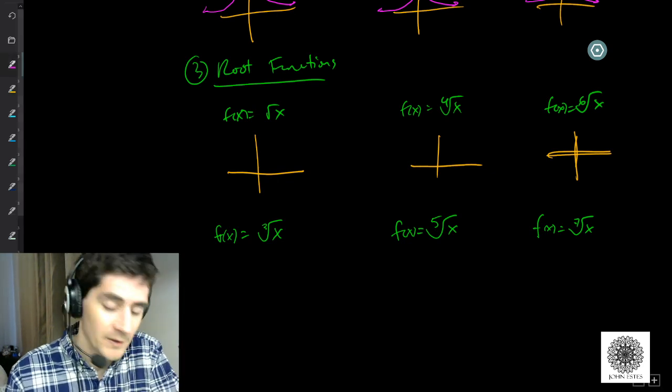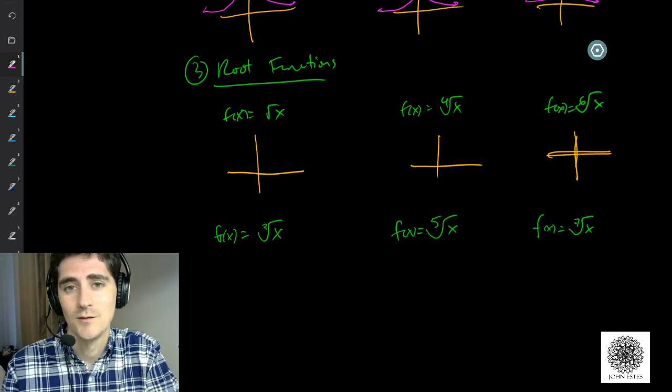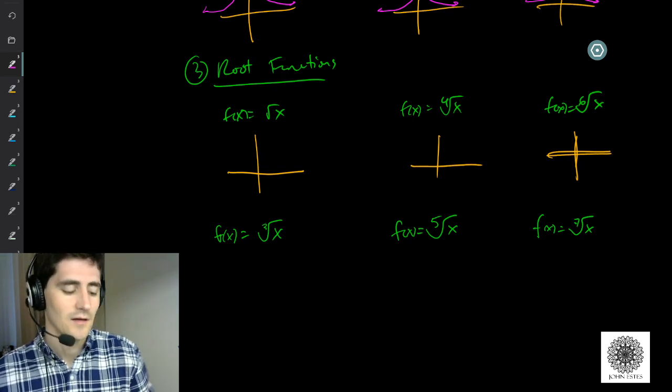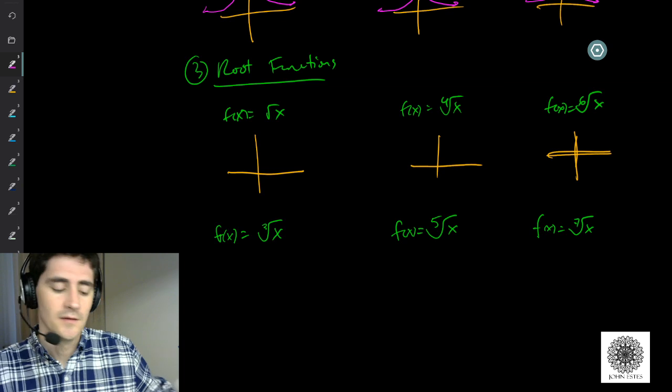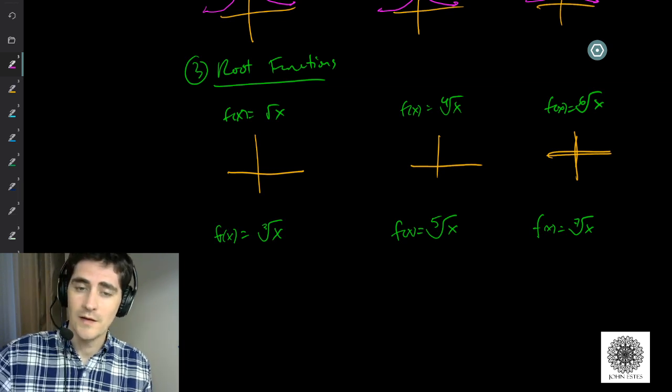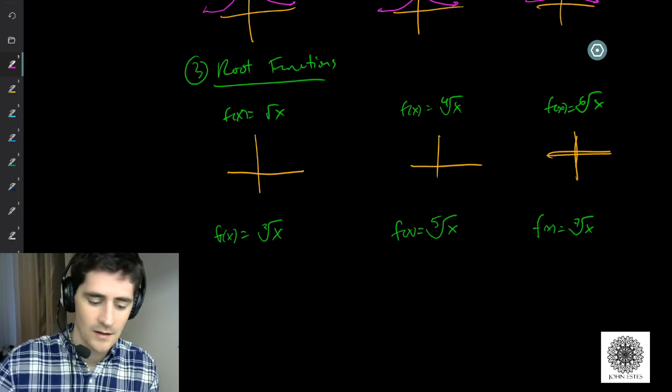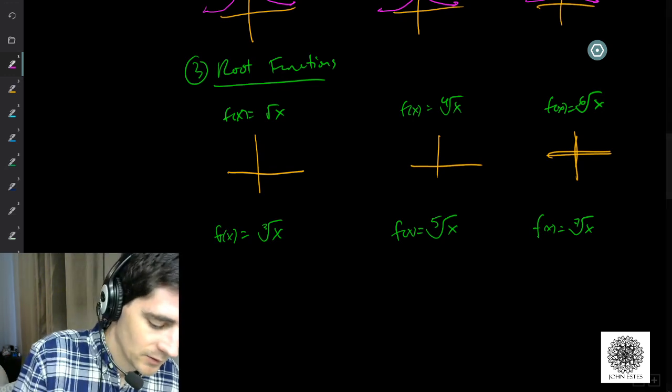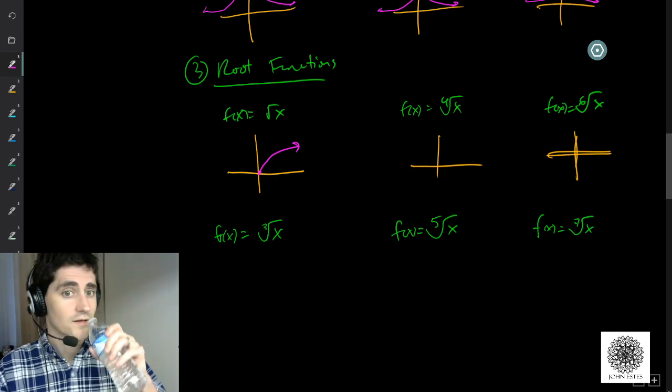Also remember that we can't plug a negative x into the square root, right? Because you can't find something that times itself becomes negative. Nothing in the real world, right? We have to go to the complex plane to do that, and we try to avoid that. So what these root functions look like is something like this. That's the square root of x.